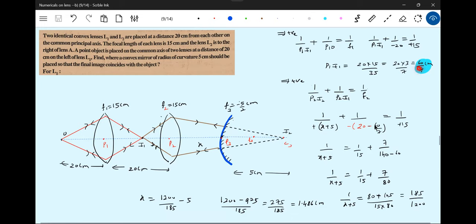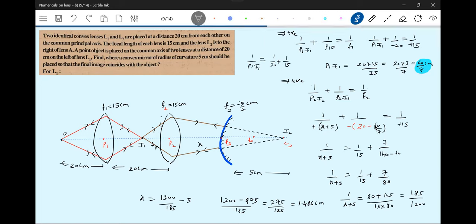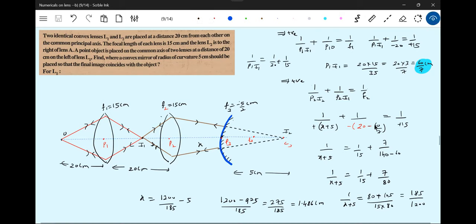This is correct. I think I'll check my calculations somewhere. I'm missing it. So P1I1 should be equal to 20 into 15 by 35, which is 60 by 7.